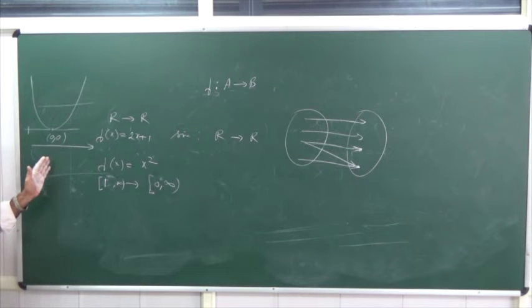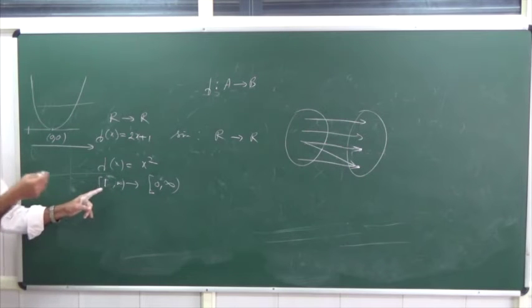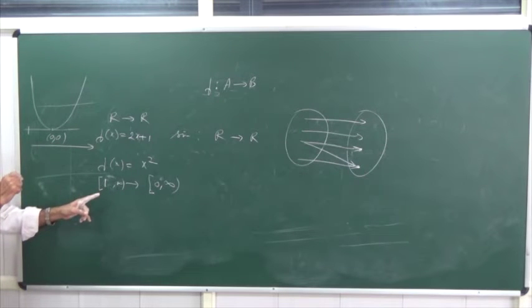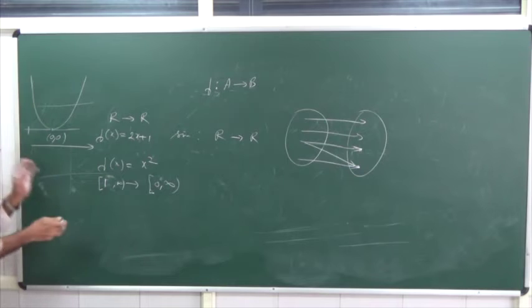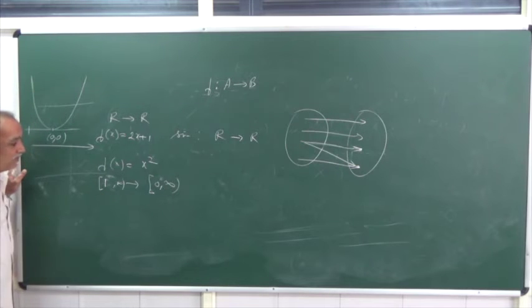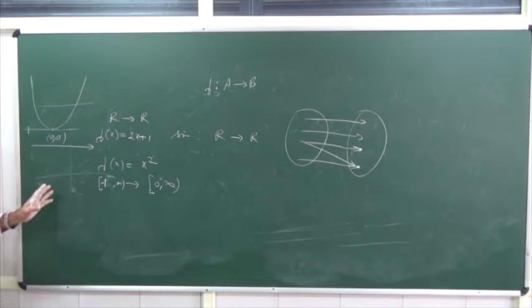1-1 but not onto. Numbers between 0 and 1 do not have pre-images. Hope you are following. Okay. Not 1-1 but onto. Okay.